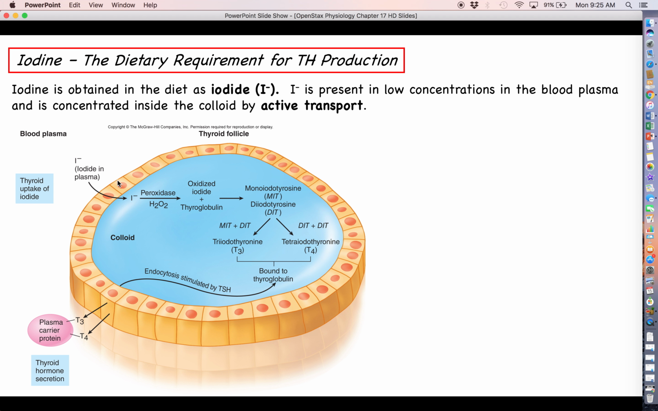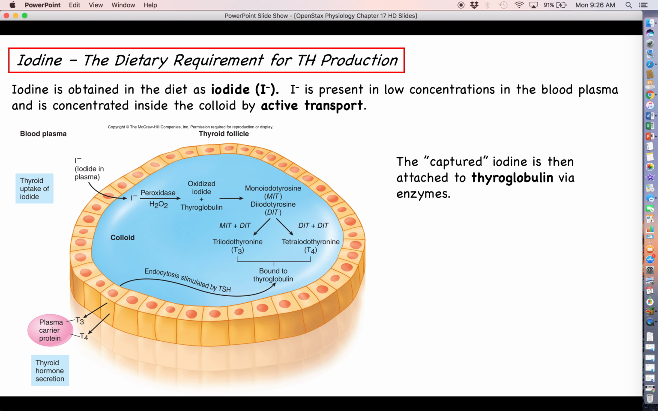What you're seeing here is a representation of the follicular cells, these little cuboidal epithelial cells that surround the center, the colloid. Iodide is collected from the blood plasma, from the extracellular fluid, via active transport, so that we can get it across the basolateral membrane here and then across the apical membrane to get it into the colloid space. And from there, we go about making our thyroid hormone.